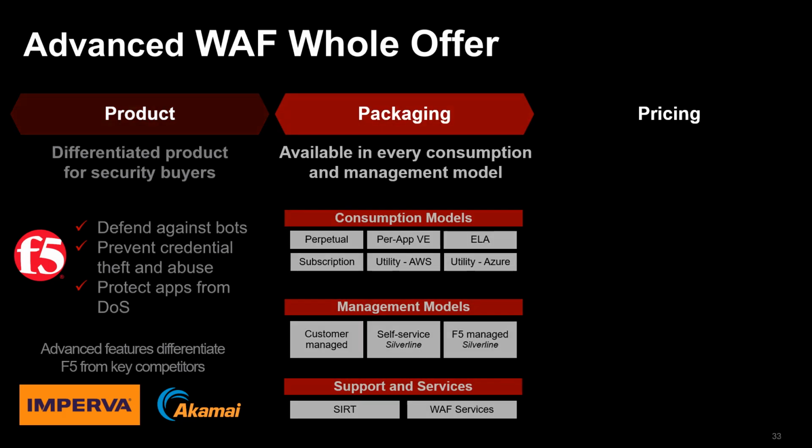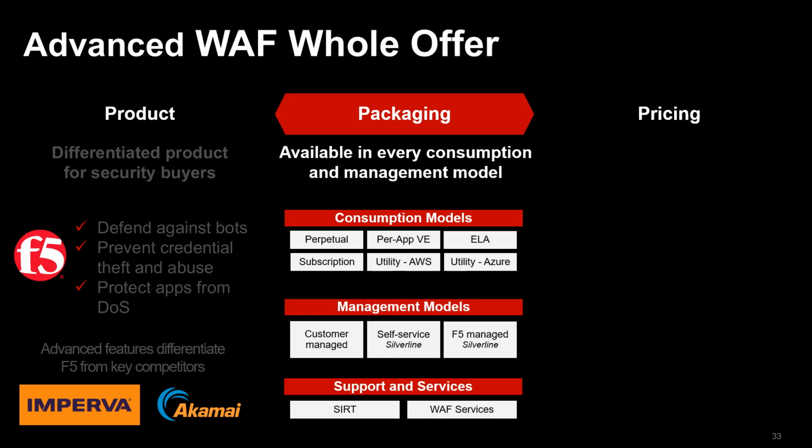If you look at the packaging, we are very flexible in how to consume our products, how to install our products, and how to manage our products. We have several consumption models. You can buy these products with a perpetual license or as a subscription. You can also buy them in a per application virtual edition. You can buy them in an enterprise license agreement. You can even buy them pay as you go, which we call utility, in some public cloud environments like AWS and Azure.